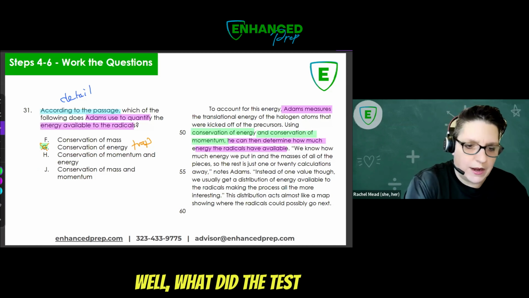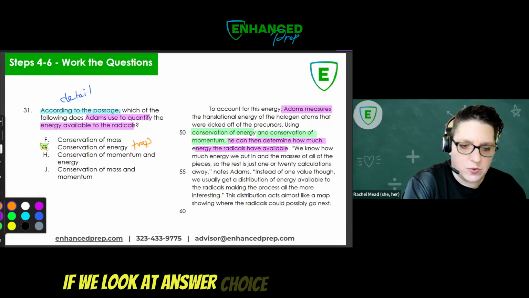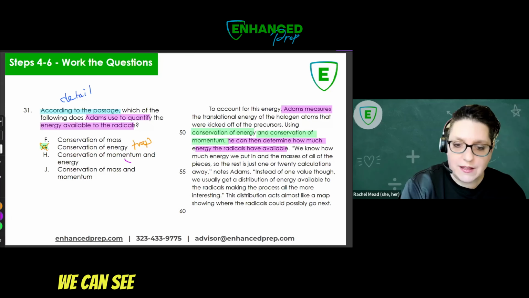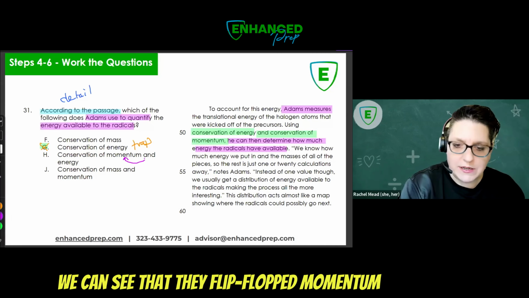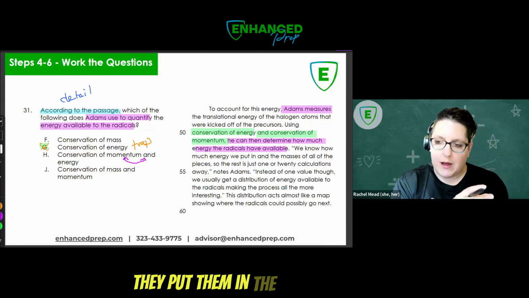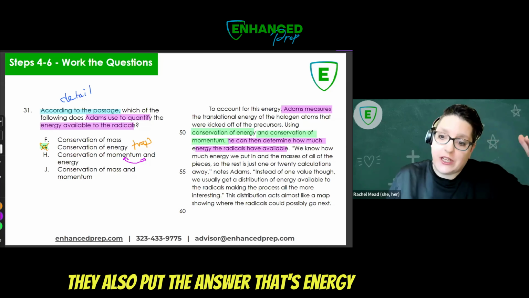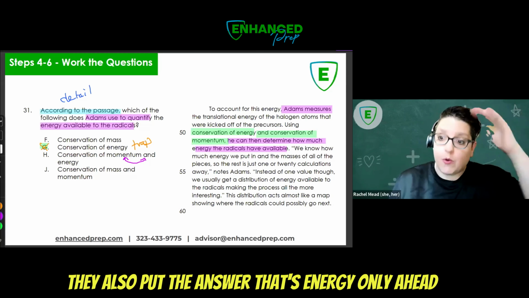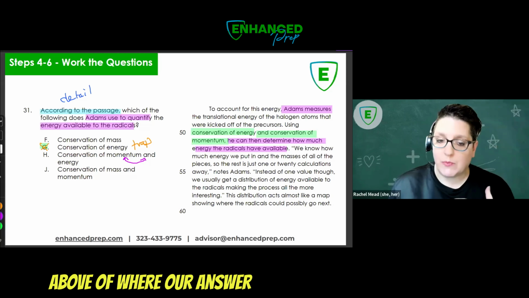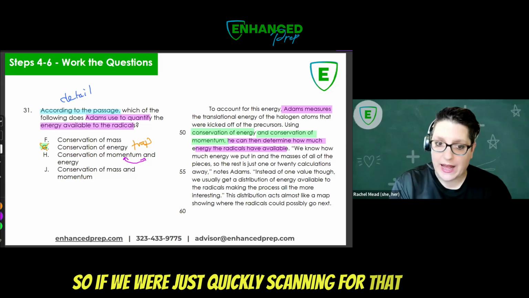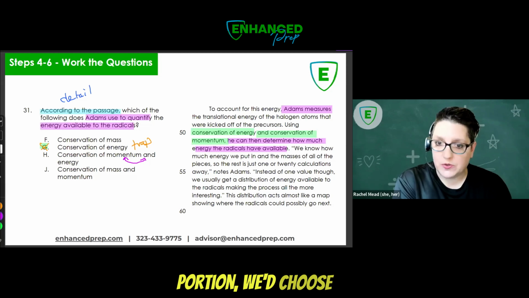Well, what did the test writers do? If we look at answer choice H, we can see that they flip-flopped momentum and energy. They put them in the opposite order. They also put the answer that's energy only ahead or above of where our answer with momentum and energy is. So if we were just quickly scanning for that energy portion, we'd choose G.